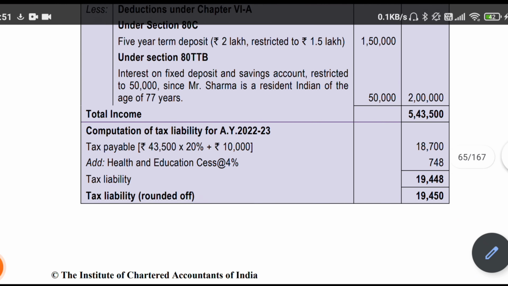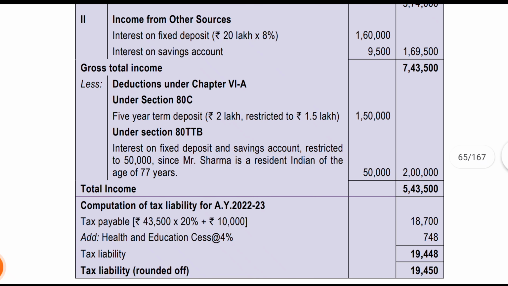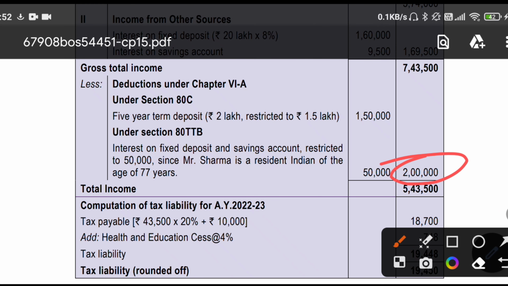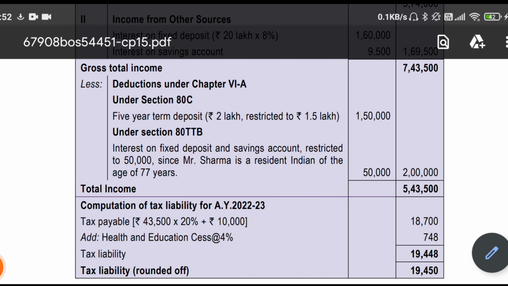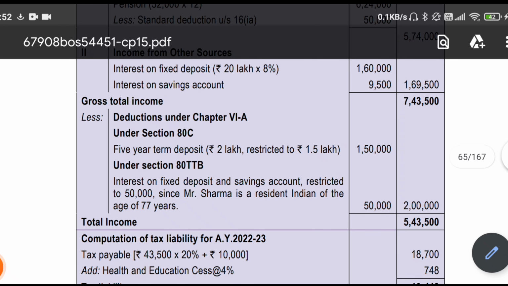So total deductions he can claim, sorry, 2 lakh he can claim, okay? So now 7,43,500 is the gross total income, and we have to deduct deductions, that is 2 lakh. So 5,43,500 is the net taxable total income.